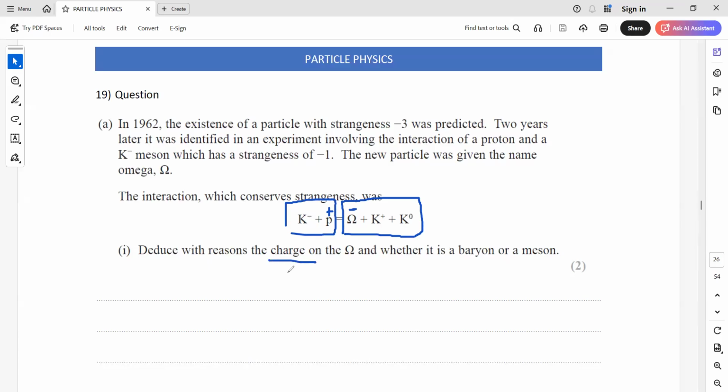So what will be the charge on omega? It will be negative. Why? Because the charge must be conserved. Whether it is a baryon or a meson, how can you identify?